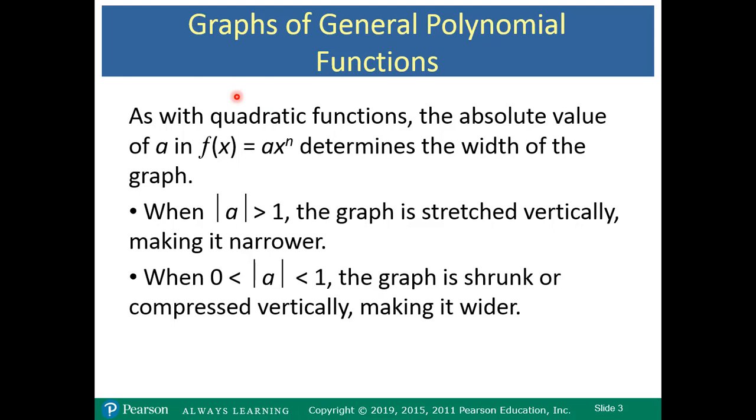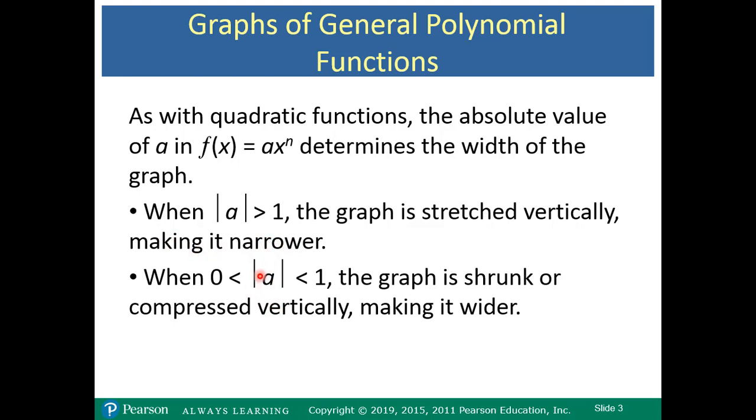Now, as with quadratic functions, the absolute value of a in f of x equals ax to the n determines the width of the graph. Okay? So if we have this type of function, the coefficient of x to the n determines the width of the graph. When the absolute value of a is greater than 1, the graph is stretched vertically. Okay? So that means up and down. So it makes it narrower when that happens.